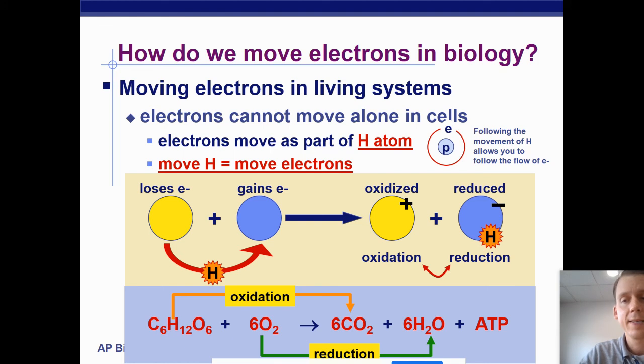But let's not think about it in terms of hydrogen. Let's only think about it in terms of electrons. The glucose lost its electrons, so it was oxidized, and the oxygen gained electrons, so the oxygen was reduced.